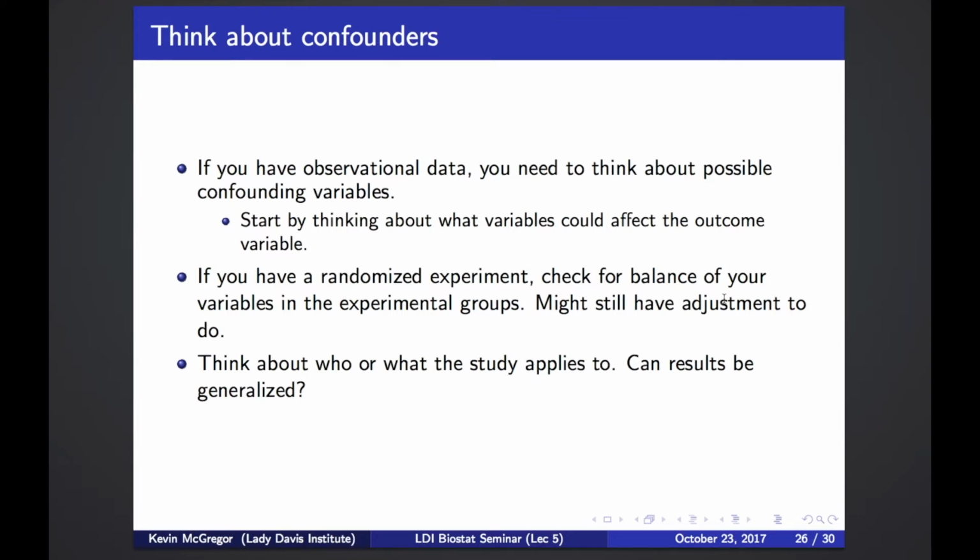And also, going back to our first lecture, you want to think about who or what the study applies to. So if you're talking about people, what population are you describing? Can the results from your study be generalized to the entire population? This is a little bit more difficult when you're thinking of things like cell lines, but in the case of things like people, this is something that's really important to think about. Are my results generalizable?